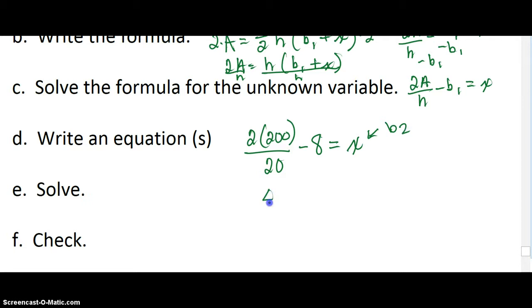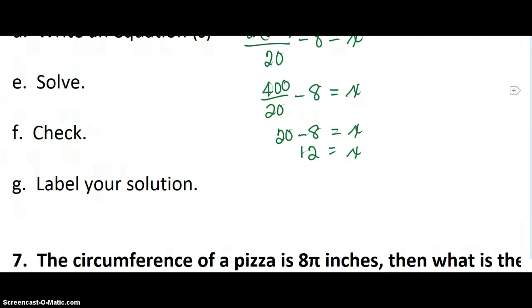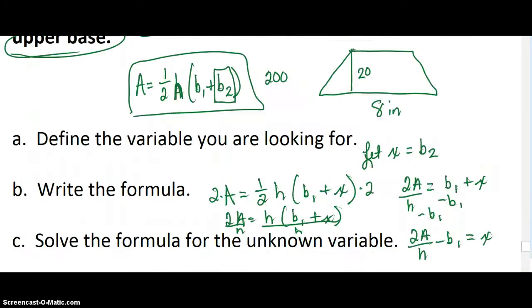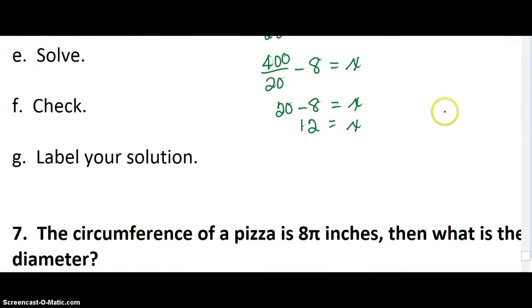Okay, so that becomes 400 over 20 minus 8 equals x. 400 divided by 20 is going to give me 20 minus 8 equals x. X equals 12. And let's see what measurement they gave us for this problem. Inches. I did have it upside down. Our base 1 was shorter, so it would have looked like this. Since this was 8, and this is 12, it would have been upside down. So label our solution 12 inches.